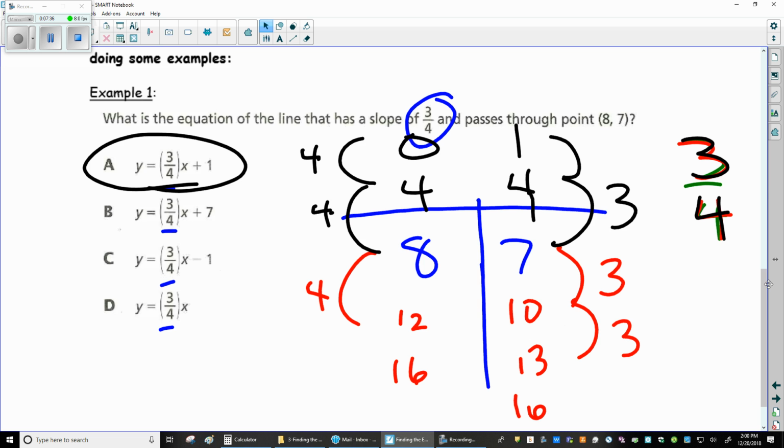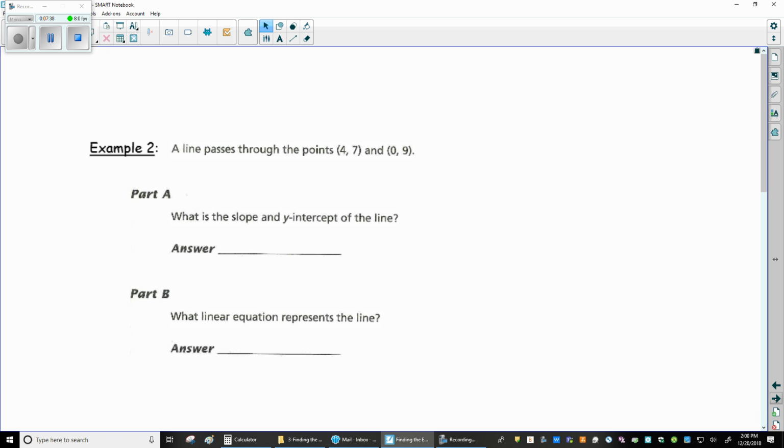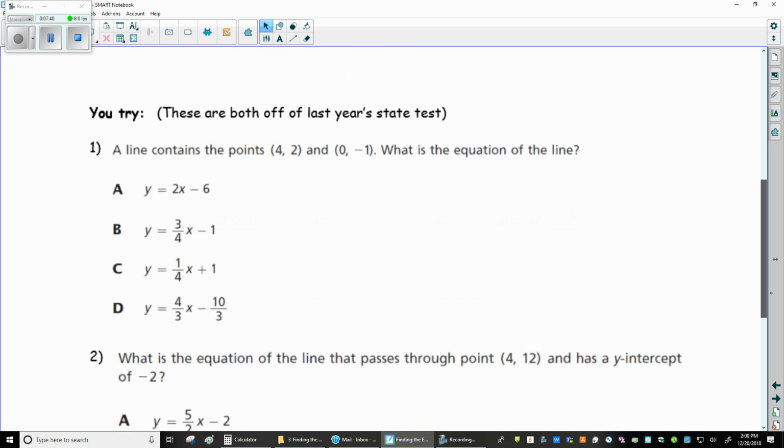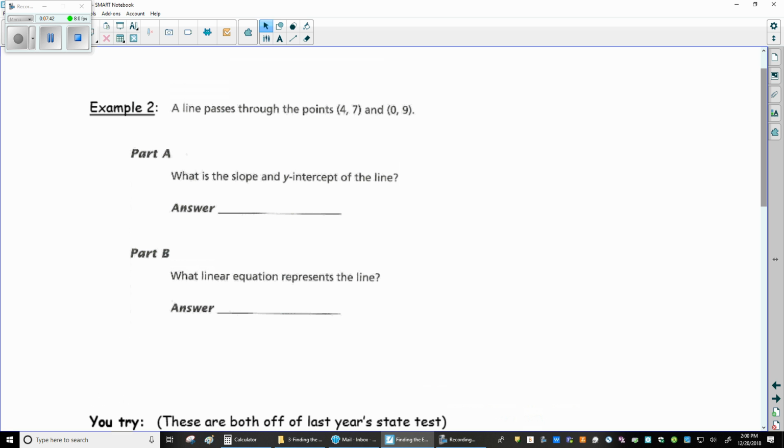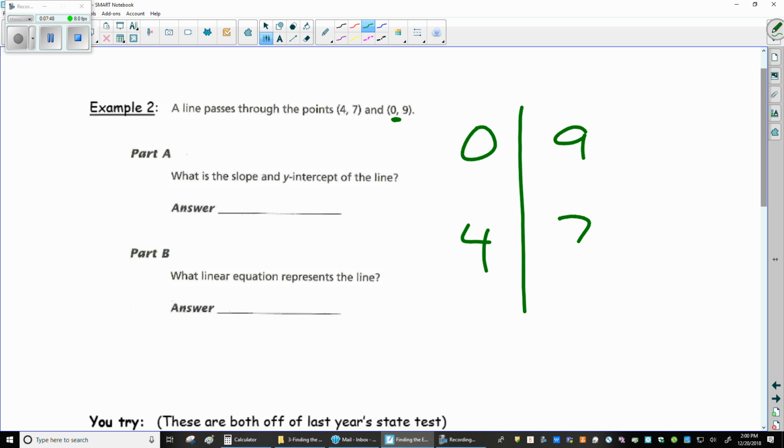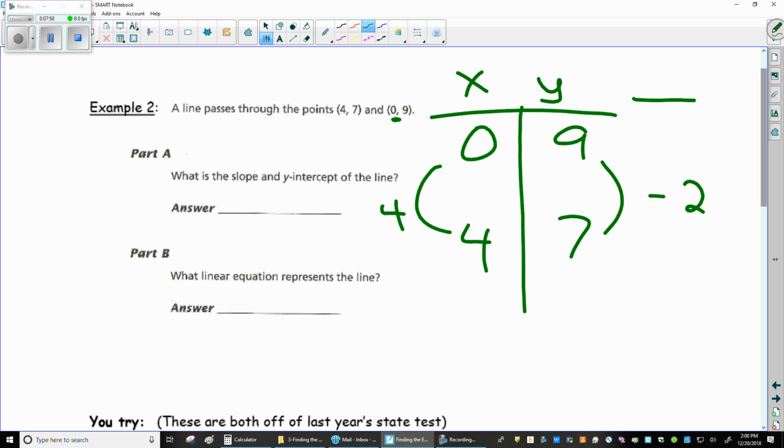So let's practice that one more time, and then I have 2 for you guys to try, and then we'll be done. So on this one, again, all you're going to do is make a table. I always like to put the smaller x on top. Figure out what it's changing by. I get -2. I get 4. So my slope is going to be what again? And again, this is my x, that's my y. Rise over run. -2 over 4, which reduces to be -1 over 2.